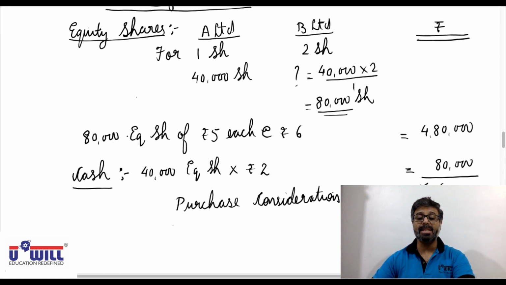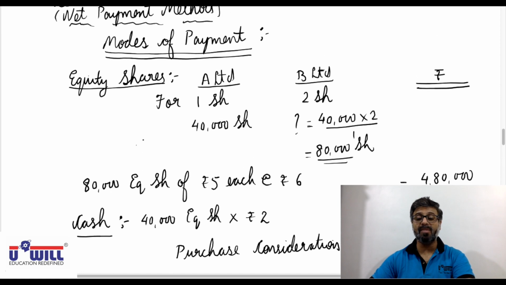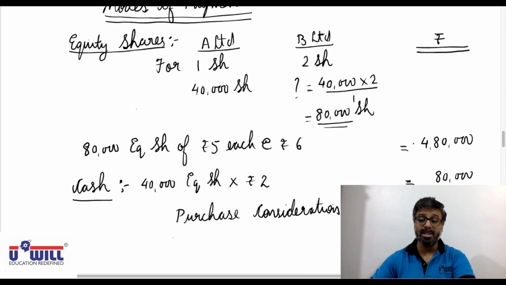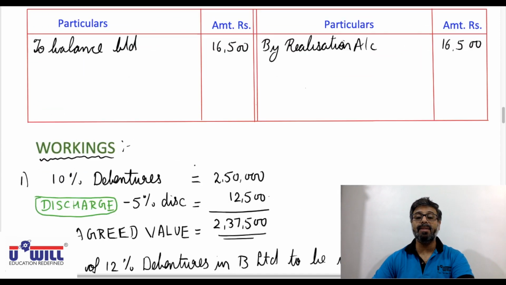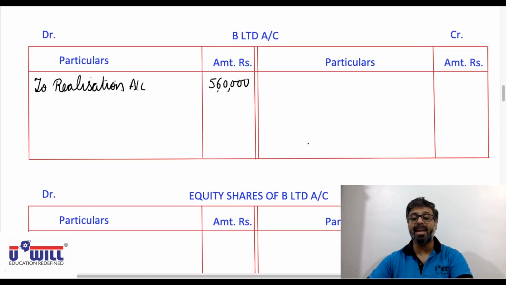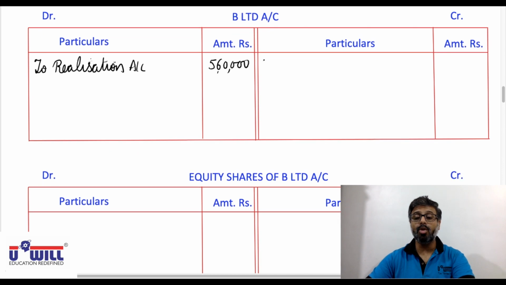So equity shares come in, debit what comes in? Equity shares of B Limited account debit 4,80,000. Cash comes in, debit what comes in? Cash and bank account debit 80,000. B Limited is the giver, credit the giver, to B Limited account 5,60,000. To B Limited account, so B Limited on the credit side.